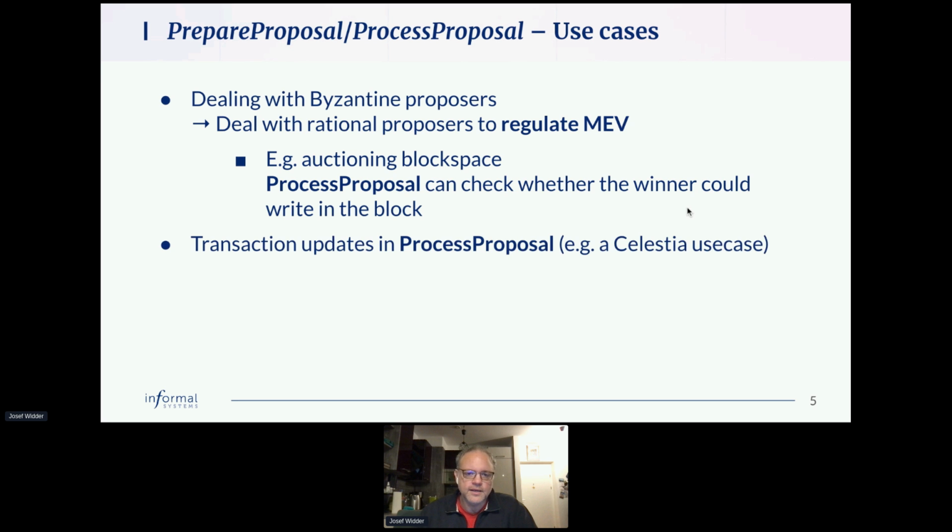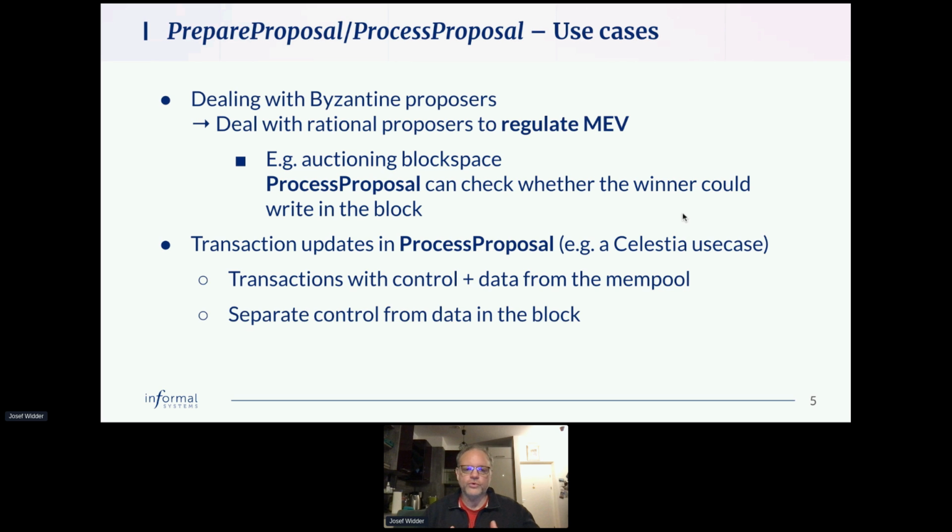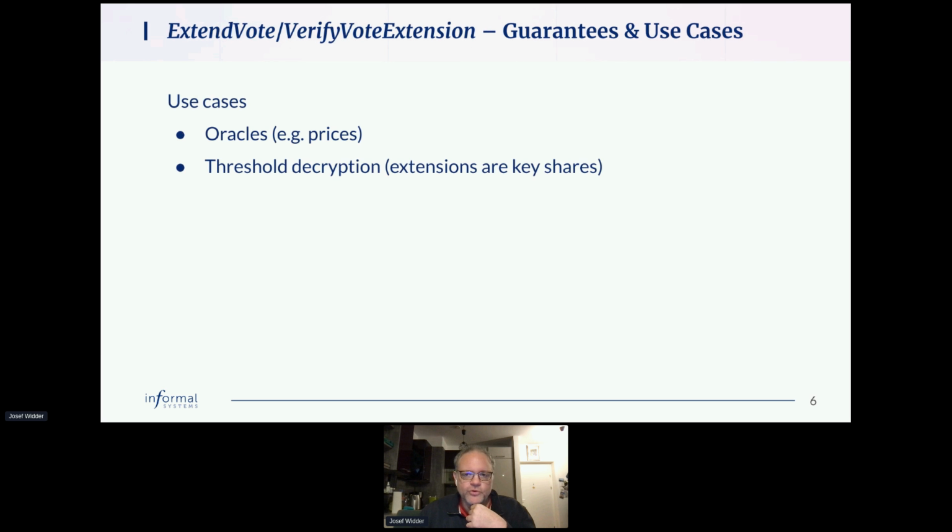Another use case is what we find in Celestia, where the transactions are reformed. The transactions with control and data come from the mempool, and then in process proposal the control data and the block data are separated. And you can use process proposal to have some optimistic execution because the transactions are valid at this point, and you can start executing.